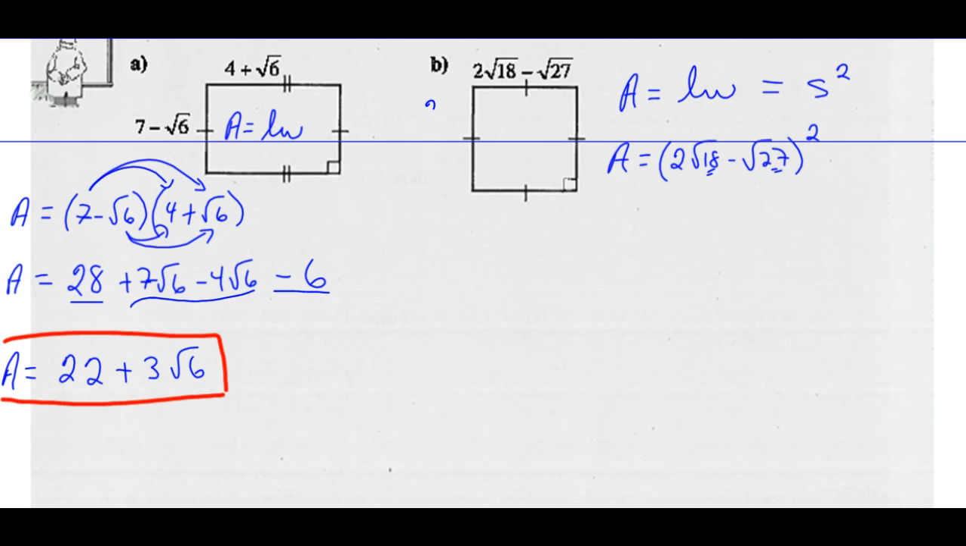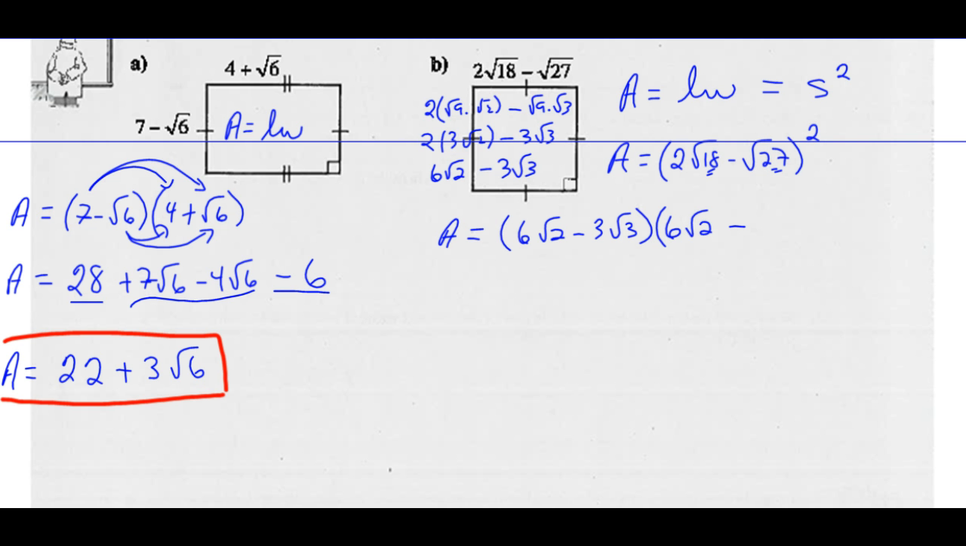So instead of 2 radical 18, I can write that as 2 times square root 9 times square root 2, which is 2 times 3 root 2, which is 2 times 3, which is 6 radical 2. Minus radical 27 is radical 9 times radical 3, which is minus 3 root 3. So I get 6 root 2 minus 3 root 3 instead of 2 radical 18 minus radical 27. So my area should be 6 radical 2 minus 3 radical 3 all squared. Or if you'd like, you can write that out again. 6 radical 2 minus 3 radical 3.